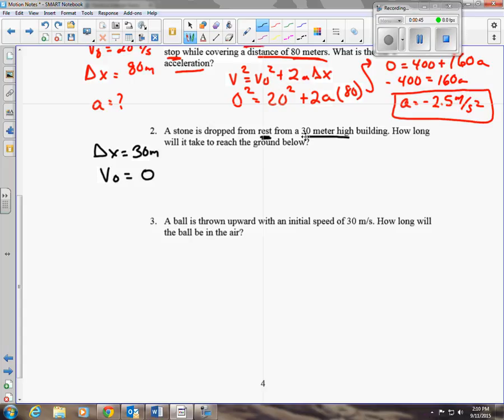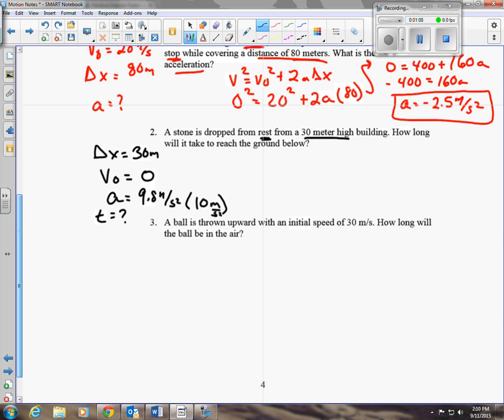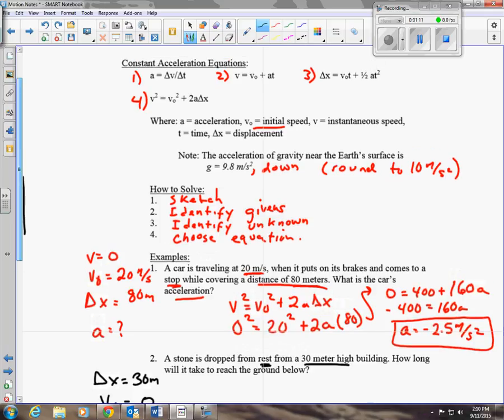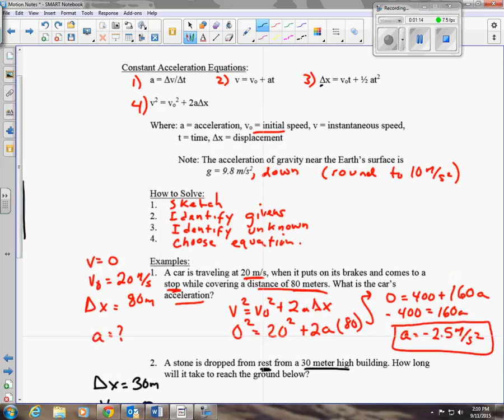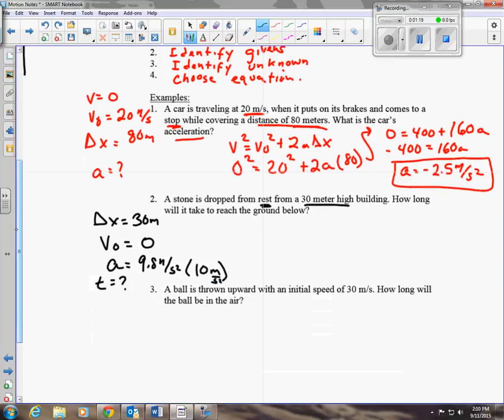And the other thing, up above, I mentioned that for gravity, if we're near the surface of the Earth, the acceleration is 9.8 meters per second squared. And remember, we're probably just going to use 10 because it makes our math easier. And then my unknown is time. So now I have to find an equation that has those 4: delta x, v0, a, and t. If I look back up here, the one that has those is this third one. So I'm going to copy that equation down.